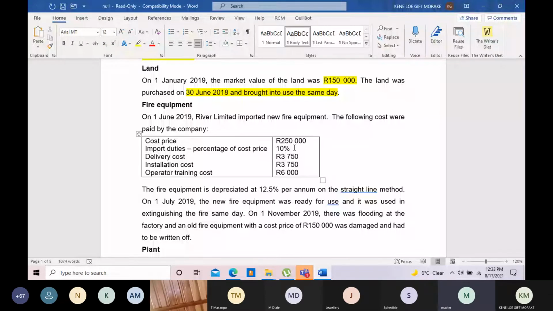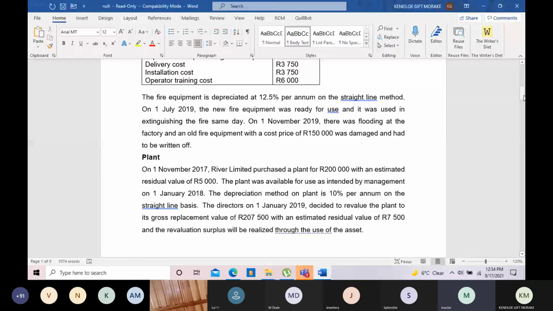On the adjustment, they said the fire equipment is depreciated at 12.5% per annum on the straight line method, meaning we're going to use the cost price to determine the depreciation, because we are using the straight line, or it is on cost. So on the 1st of July 2019, the new fire equipment was ready for use, and it was used extinguishing the fire on the same day.